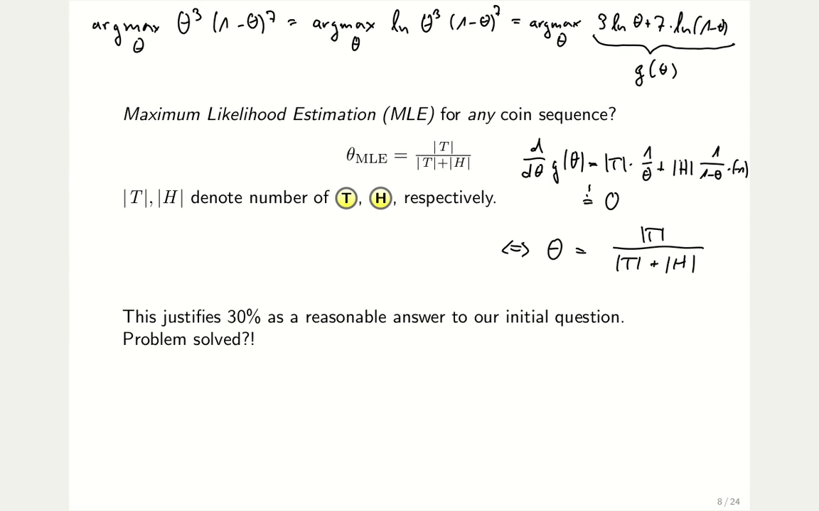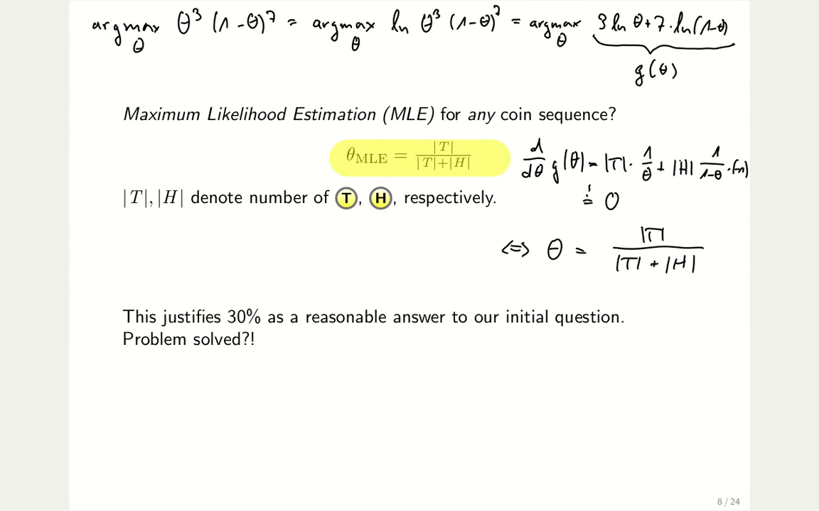And now what we would need to do is we would need to insert this into the second derivative and verify that it's actually a maximum, but I'll skip this step at this point. You can just believe me, this is actually a maximum. And this maximum is what we call the maximum likelihood estimate for theta. Okay? This particular theta is the one that makes our observed sequence the most likely.